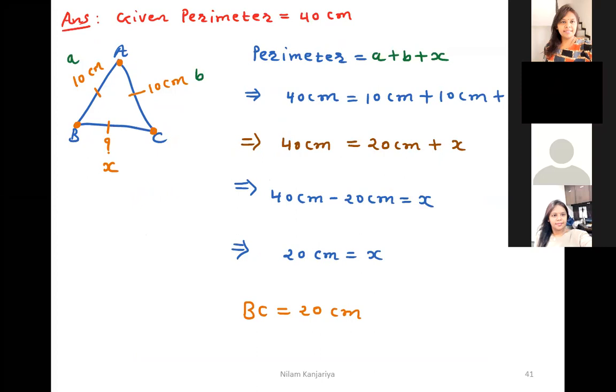So we know the relation between the perimeter and the triangle. Perimeter is just a sum of all the sides. So I can put this value. I suppose AB is X. Perimeter is given. I want to find the remaining side which is not given to us. So look here, BC is 20 centimeter. Hope you cleared.